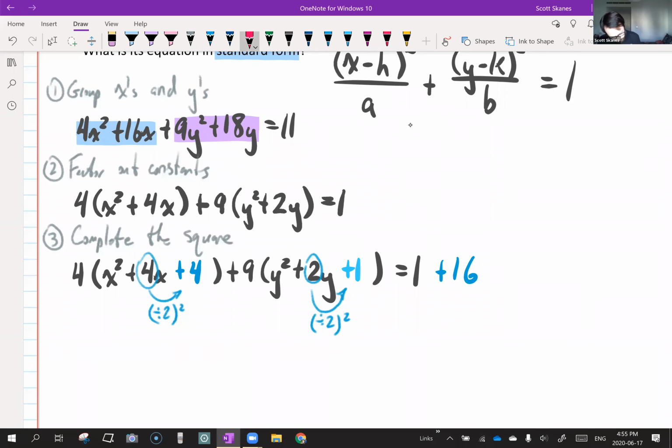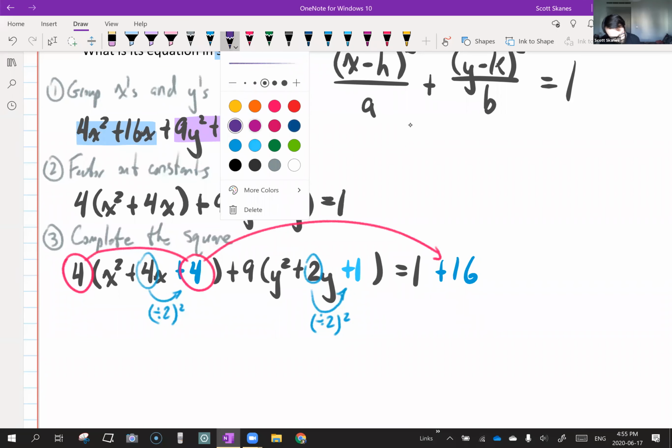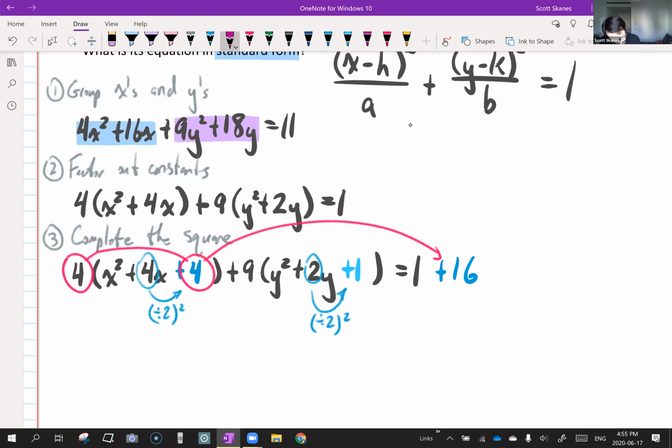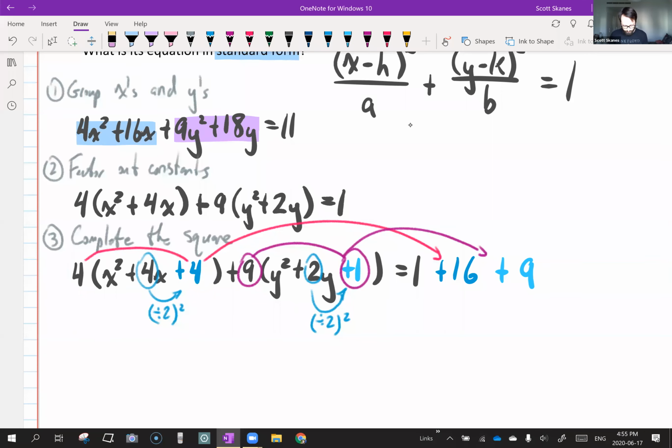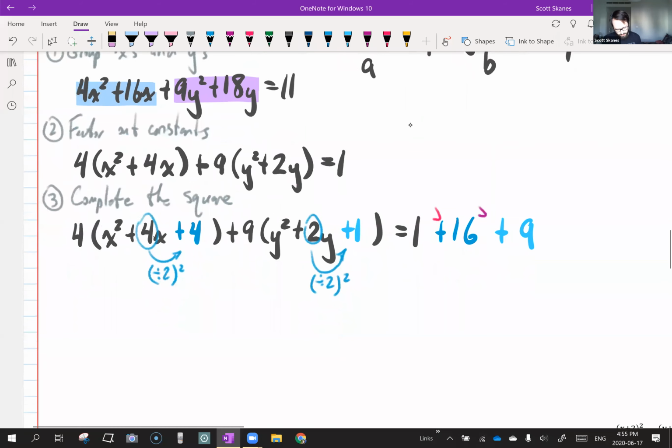Just so this is clear, I'll erase this after. The 4 times 4 is actually what I added here. And in a similar way, the 9 times a 1 is what I need to add to this side. All right? I'm going to erase a lot of that, but I just wanted to make sure it's clear to you why I'm adding a 16 and a 9 and not a 4 and a 1. Let me know if I need to clarify that anymore. But that's what we need to do to complete the square.